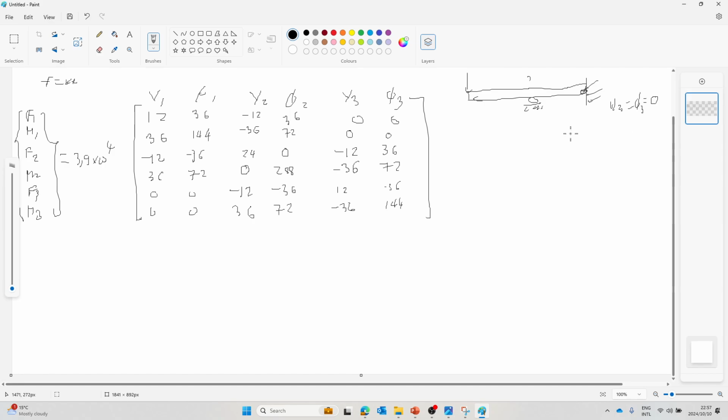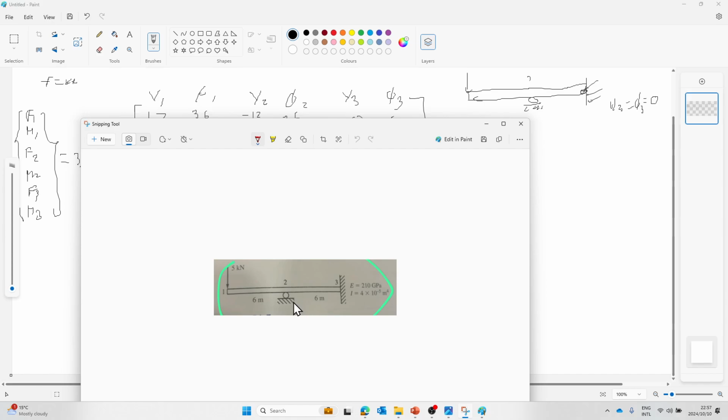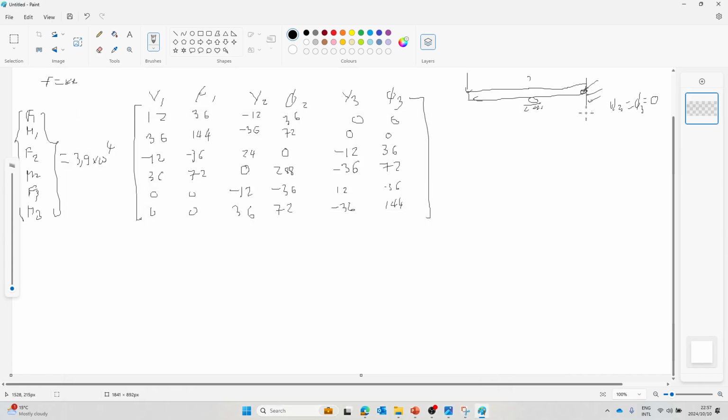Same is applied also on this one. Remember, this sign stands for fixed point. So at node 2, it is also a fixed point. So V2 and phi 2 will be equal to 0. So now the only displacement that we need to find here is the displacement of V1.